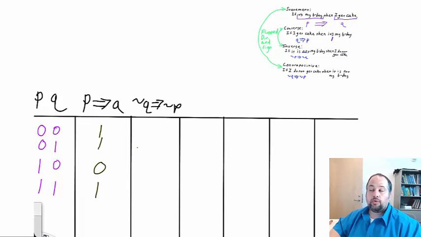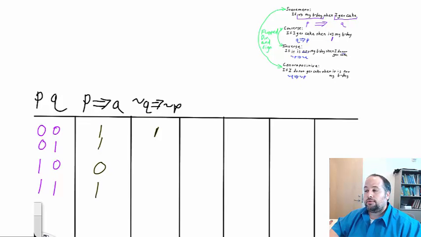So not Q implies not P, right? Think about this. Q is 0, not Q would be 1. That implies not P. P is 0, notted, that becomes 1, so there, that is true.